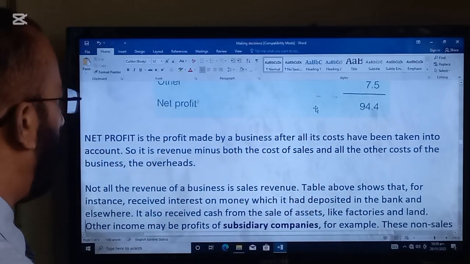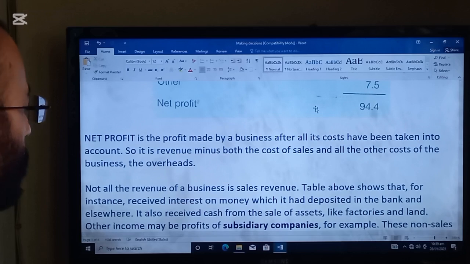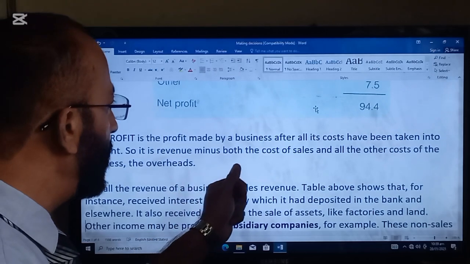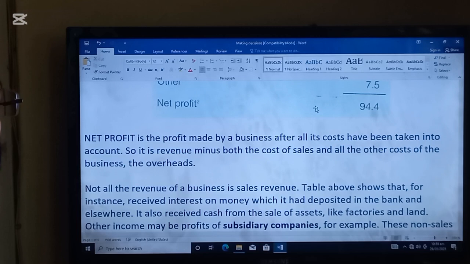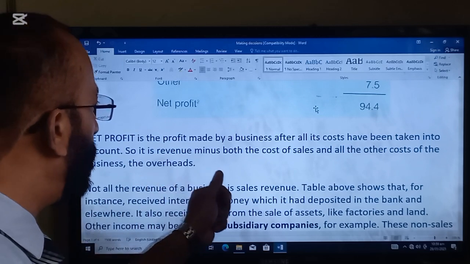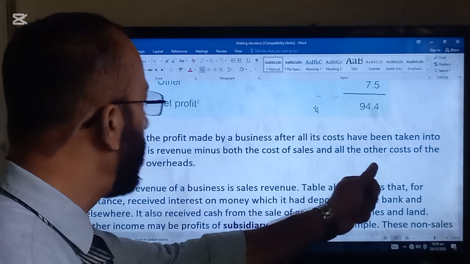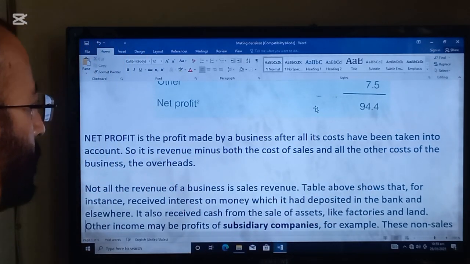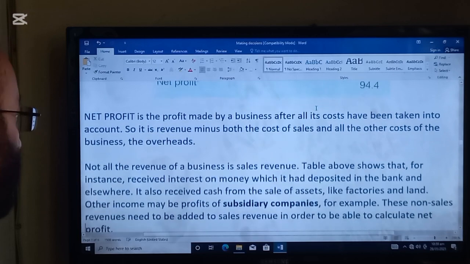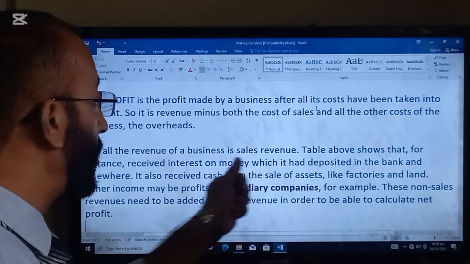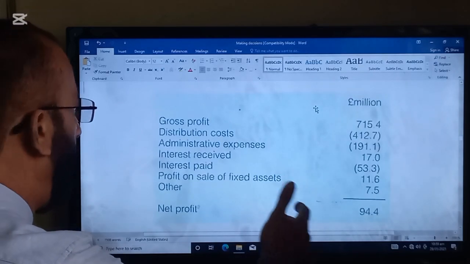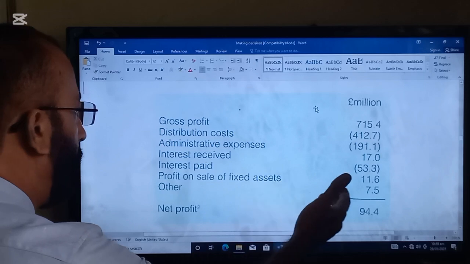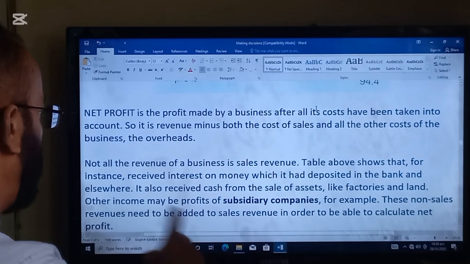Detail is here of the profit and loss part of the profit and loss account. Net profit is the profit made by the business after all its costs have been taken into account. So it is revenue minus both the cost of the sales and all the other costs of the business, the overheads. Not all the revenues of the business is sales revenue. This is a very important part. For example, in this sample, we have added the interest received and the profit on the sale of the fixed assets. So this is the explanation now.